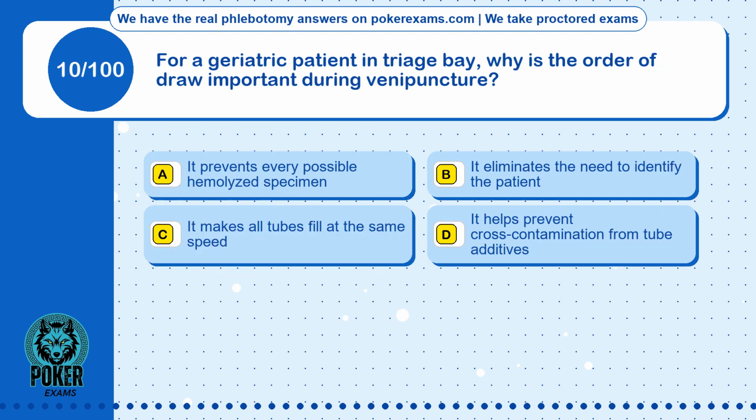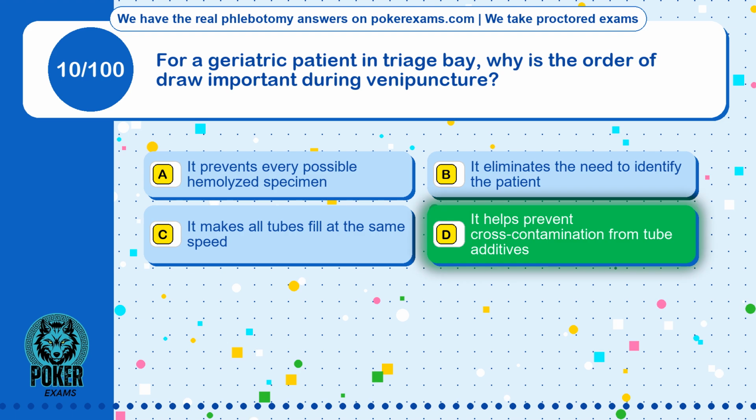Question 10. For a geriatric patient in triage bay, why is the order of draw important during venipuncture? Option A. It prevents every possible hemolyzed specimen. Option B. It eliminates the need to identify the patient. Option C. It makes all tubes fill at the same speed. Option D. It helps prevent cross-contamination from tube additives.